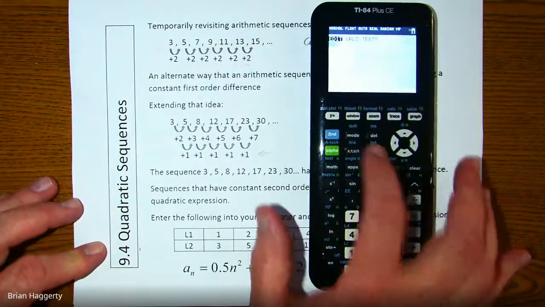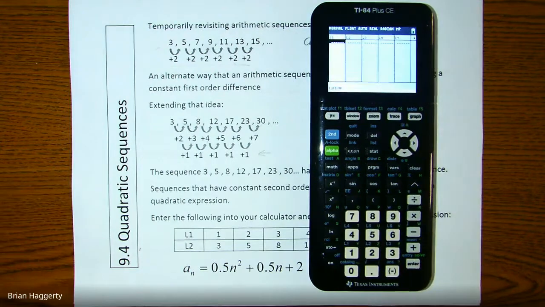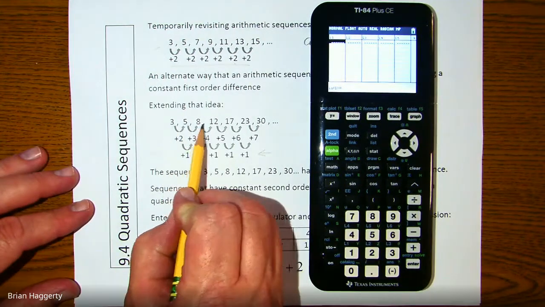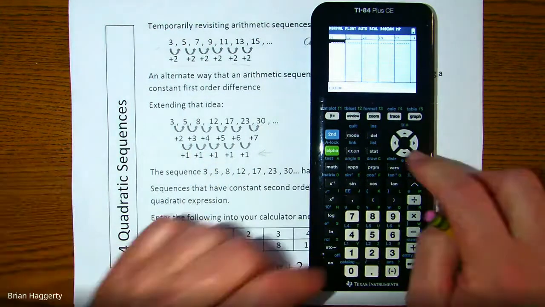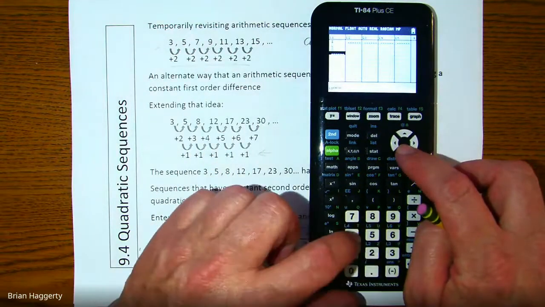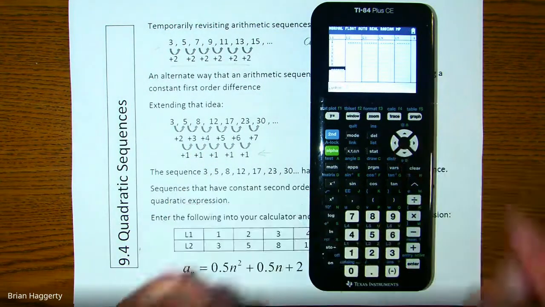Right, going to go to stat, edit, and in L1, we're going to put the number of the term. So we already said we need to start with 1. And for this pattern, we have 1, 2, 3, 4, 5, 6, 7 terms. So we're going to put in 1 through 7 in L1.